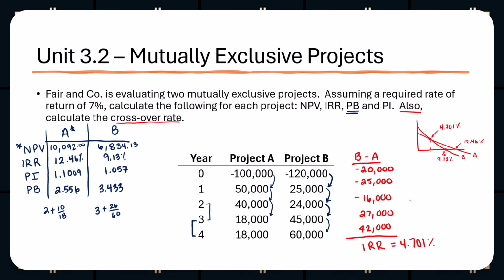Now, the information that we can get from this, because we know the IRR of A is greater than the IRR of B, what I can tell you is that from 0 to 4.701%, we're going to accept project B and reject project A. Also, from 4.701% all the way to the internal rate of return for project A at 12.46%, we're going to accept project A, which is what we did earlier because our discount rate was 7%, and we're going to reject project B. And anything greater than 12.46%, we're going to reject both projects.